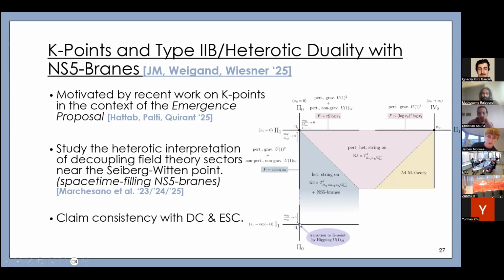And our main point is that we claim that also these K-points are consistent with the conventional formulation of the distance conjecture and the emergent string conjecture. But I think there is still a lot to understand in this setting. So I would highly encourage anyone who finds this interesting to have a look, and I would be curious to hear your thoughts.